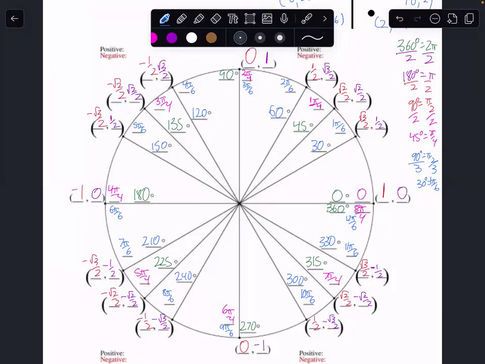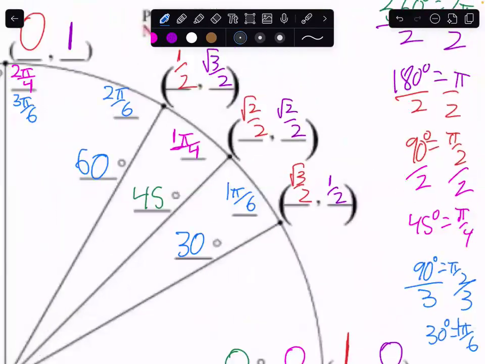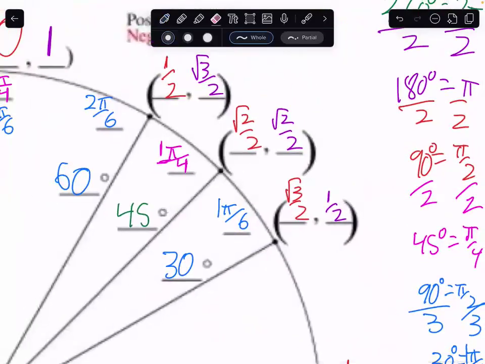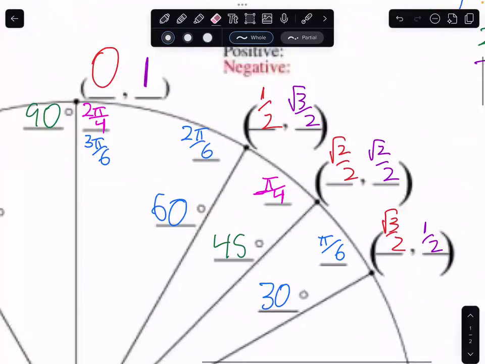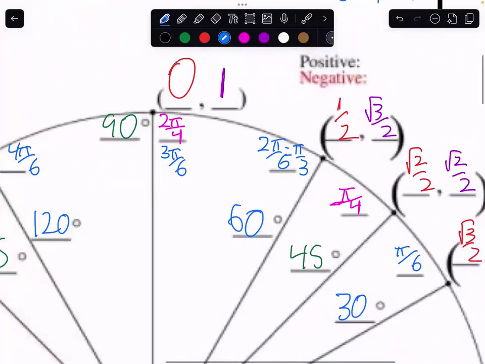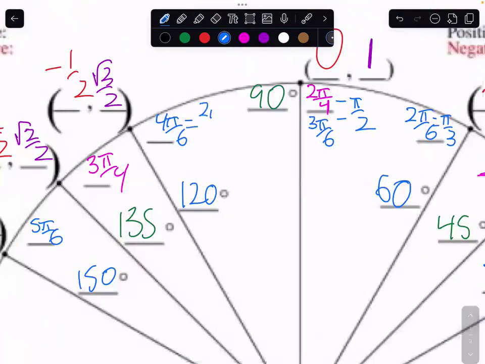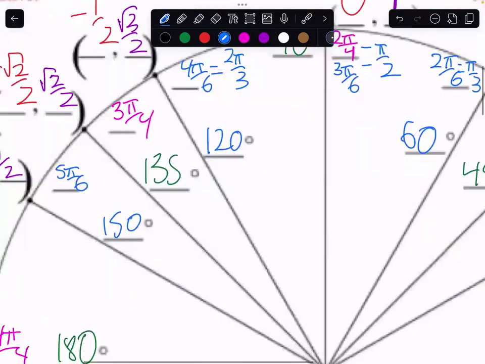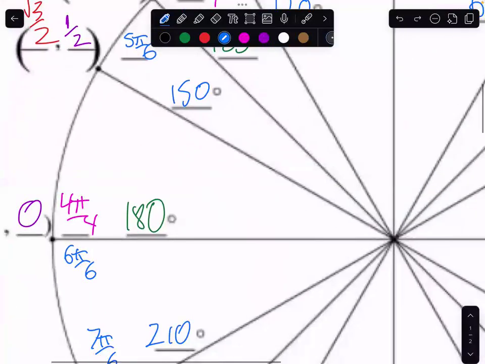I'll just go back through and reduce the radians. 1 pi over 6 is just pi over 6. 1 pi over 4 is pi over 4. 2 pi over 6 can reduce to pi over 3. 2 pi over 4 and 3 pi over 6 both reduce to pi over 2. 4 pi over 6 is 2 pi over 3. 5 pi over 6 is already simplified.